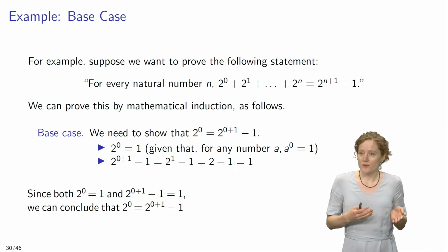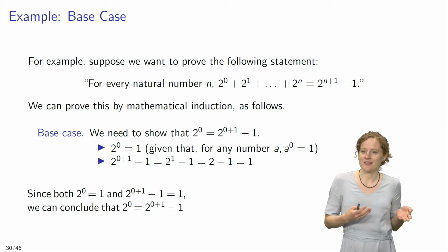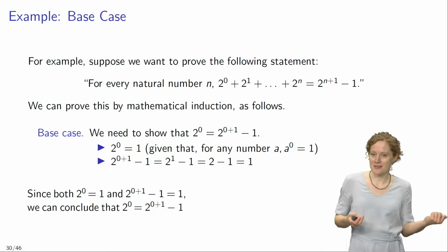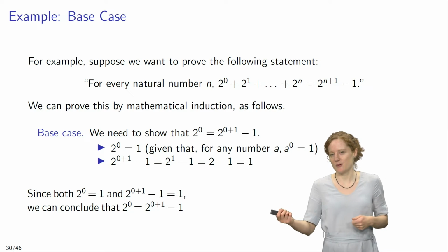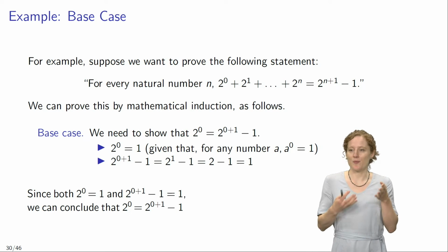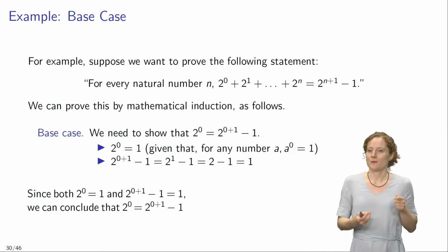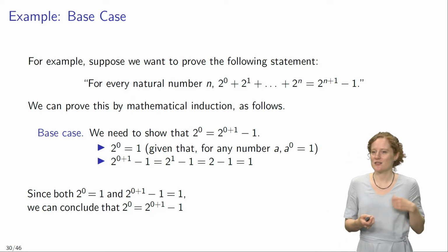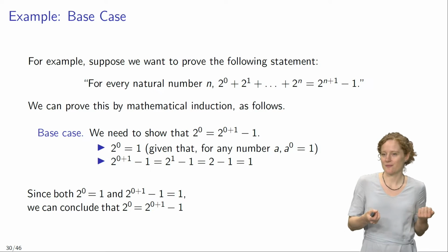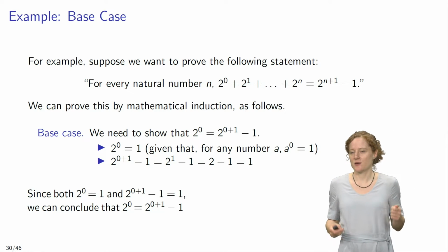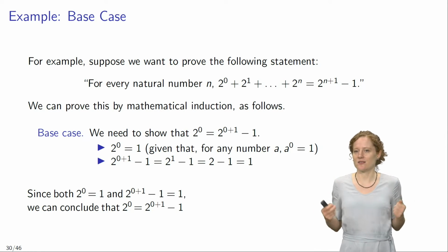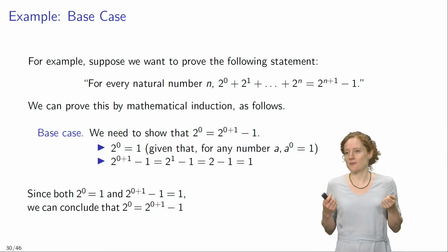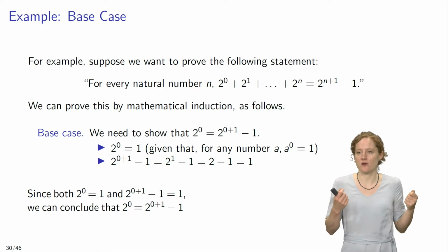We can prove this statement by mathematical induction as follows, by first going through the base case and then going through the inductive step. Now in this particular case, the base case goes like this. We need to show that 2^0 equals 2^(0+1) minus 1. If you look into our general statement of what we want to prove above, you may notice that I simply replaced n by 0.